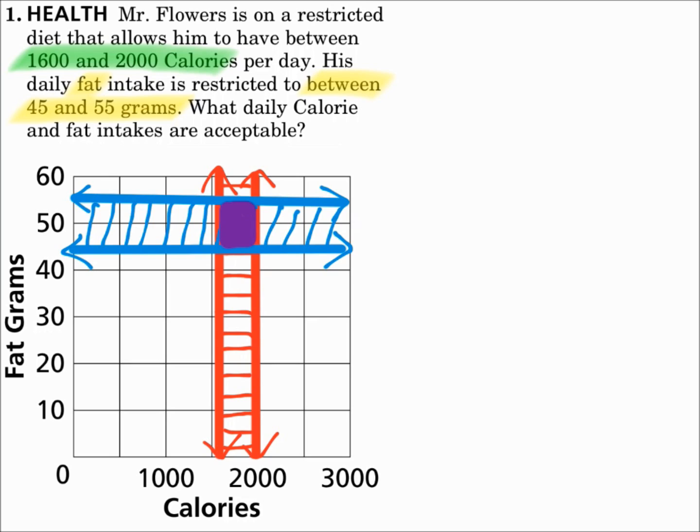Now, pick 3 possible solutions. There are many, many answers you can have, actually an infinite number of answers here. So you can pick any 3 points that are in the purple area. So let's pick some points. That point right there. What are the calories and fat grams for that point? Calories are about 1,700, and it's about 46 grams of fat.